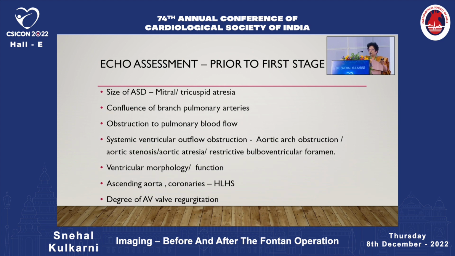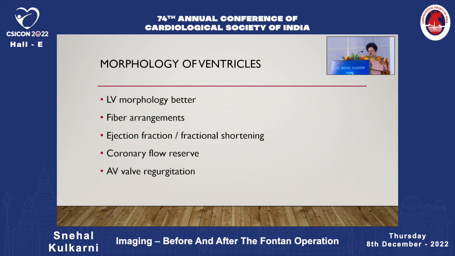And echo assessment prior to the first stage, I think echo assessment is the crux of managing these procedures. We need to know what is the size of ASD, especially in patients with mitral or tricuspid atresias. Are the branch pulmonary arteries confluent? How is the pulmonary venous flow, whether there is any obstruction? The most important, whether there is any systemic ventricular obstruction. How is the ventricular morphology and function? How are the ascending aorta and coronaries, especially in patients with hypoplastic left heart? And what is the degree of AV valve regurgitation?